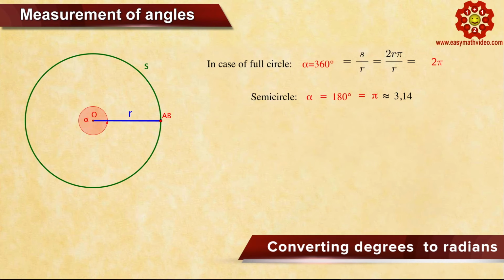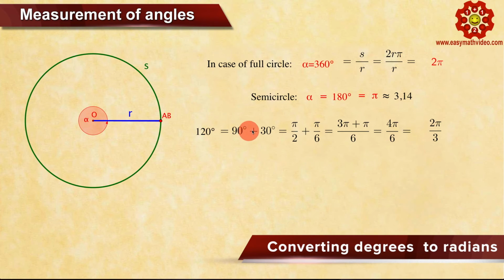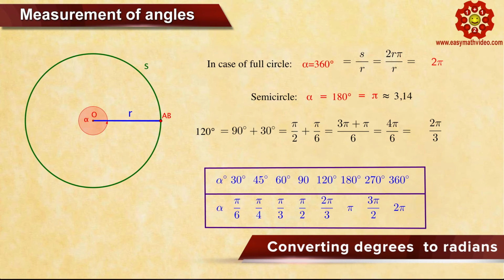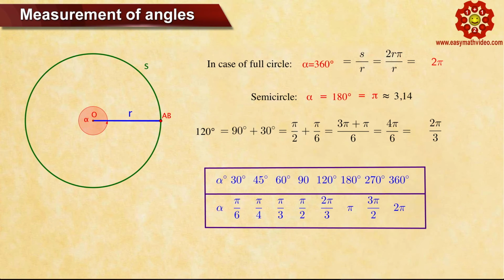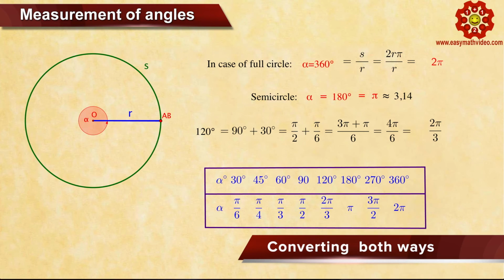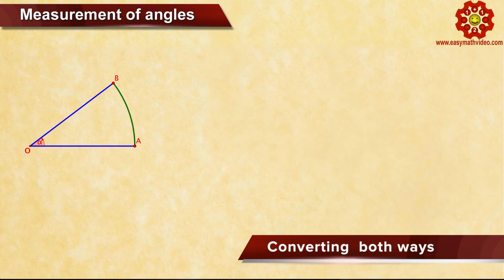After all this, we can easily calculate the angles for the quarter, sixth, eighth, and 12th of the circle. For example, for an angle of 120 degrees, it is necessary to add up 90 and 30 degrees. The table shows some important angles in degrees and radians. In the end, we can see how we can convert units in arbitrary angles.